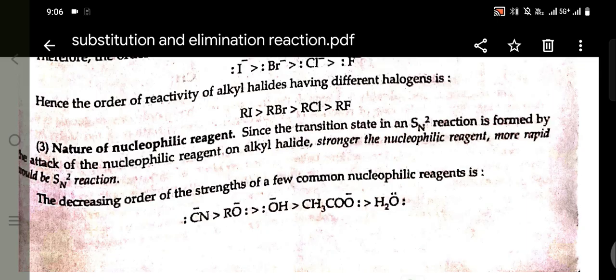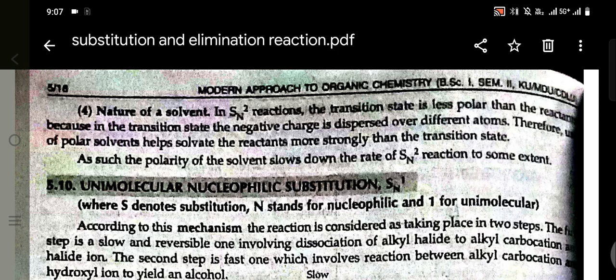Nature of nucleophilic reagents. Since the transition state in an SN2 reaction is formed by the attack of nucleophilic reagent on alkyl halide, the stronger the nucleophilic reagent, the more rapid would be the SN2 reaction. The decreasing order of strength of a few common nucleophilic reagents is CN negative, then RO negative, then OH negative, then CH3COO negative, then H2O. Fourth one is the nature of the solvent.